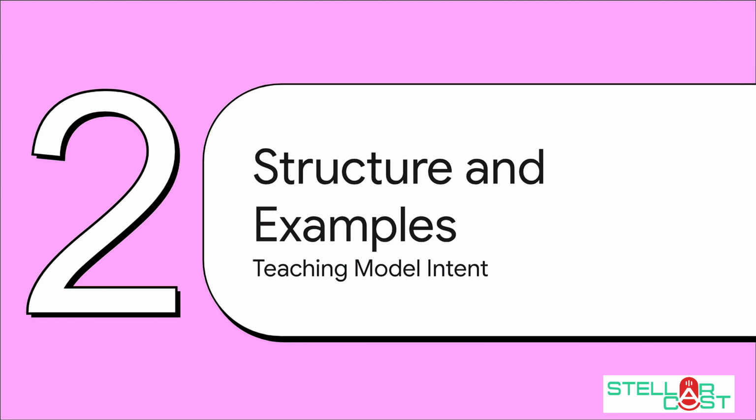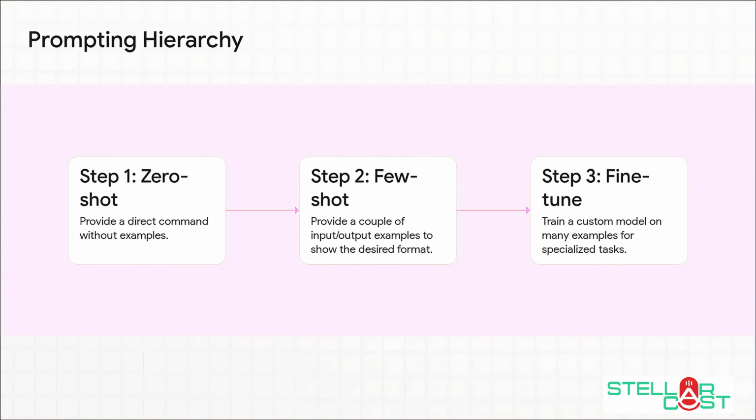Okay, so with that blueprint locked in, it's time to level up. Now we're going to cover how you can teach the model your specific intent using clear structure and, you guessed it, really good examples. You should think of this as a kind of escalation path. You always start with 0 shot. That's just a simple, direct command.